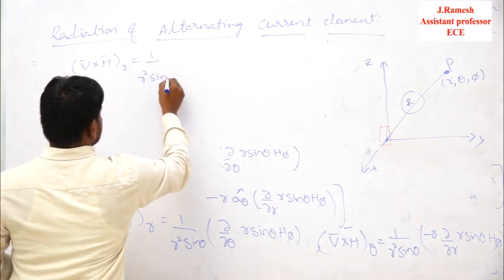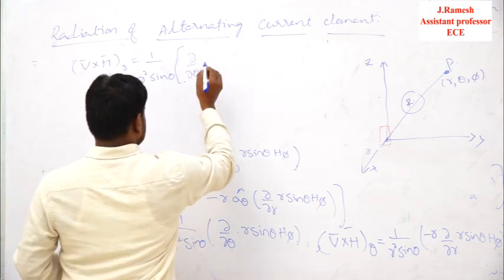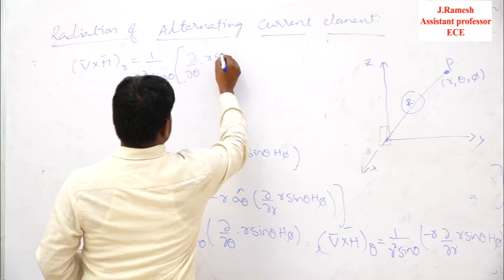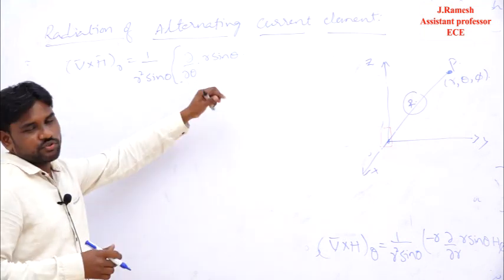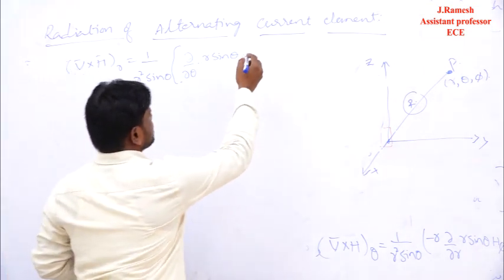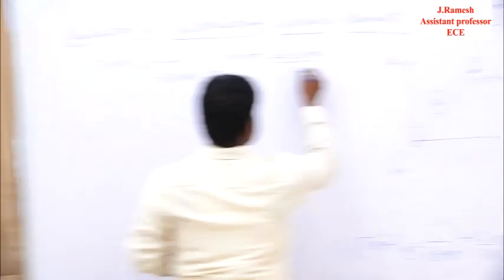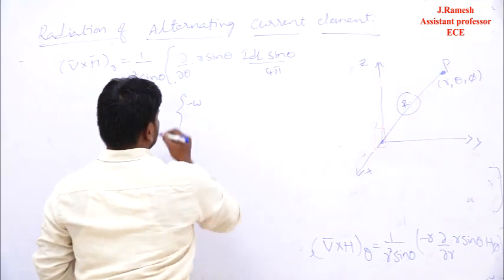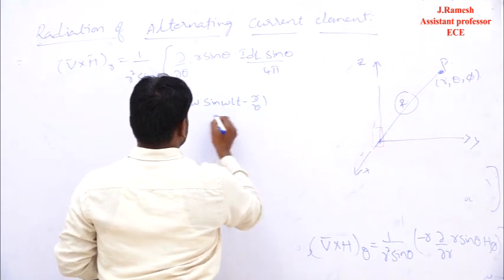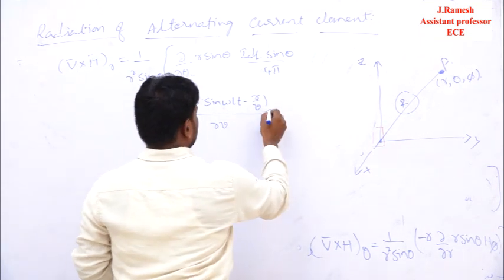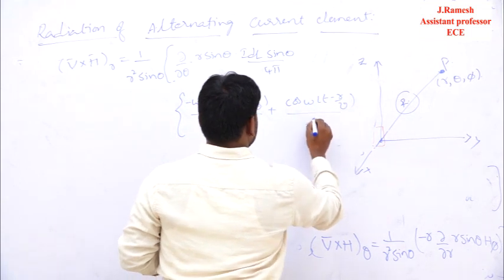So r square sin theta is multiplied with dou by dou theta of r sin theta into h pi. So what is the value? In this we have to substitute what is our h pi. So what is the h pi expression? Simply IDL sin theta by 4 pi multiplied with minus omega into sin of omega into t minus r by v by rv plus cos of omega into t minus r by v by r square.